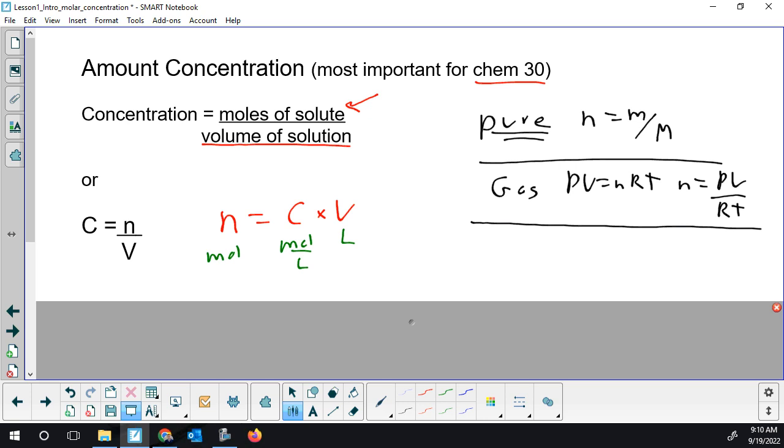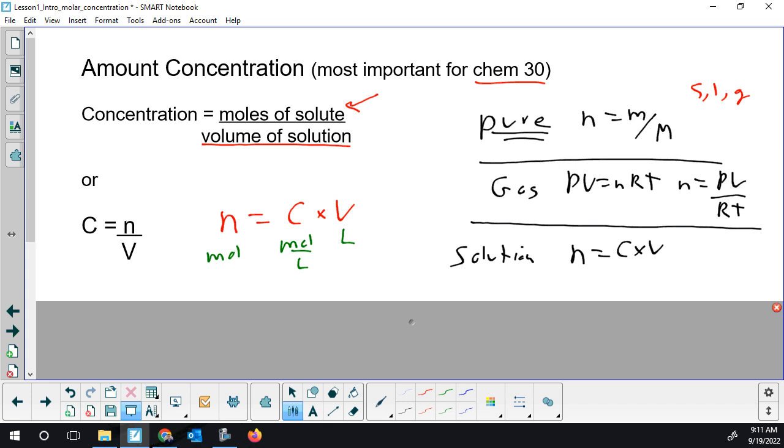Now, if you have a solution, we have this C times V, and that's going to be our focus here. Just a reminder on the state, so solutions doesn't mean liquid, solutions mean solute and solvent. Pure substances are our solids, our liquids, and our gases that are not mixtures, that are not solutions. Okay. It doesn't happen a lot.